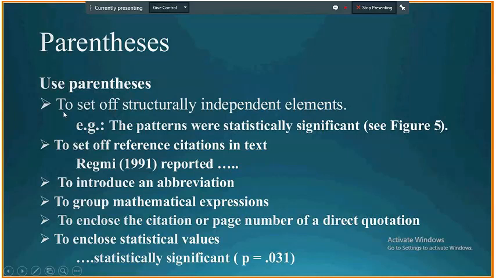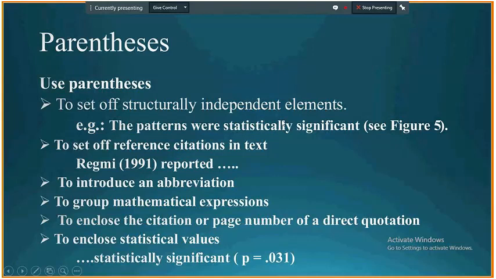We can use parentheses to set off structurally independent elements. Structurally independent elements means, for example, where the pattern is statistically significant. In such structurally independent elements we can use the parentheses. See figure 5 here; I mentioned figure 5 here, but I could not write it in the last. So here it is statistically significant. In the case of statistically significant, we can use parentheses.